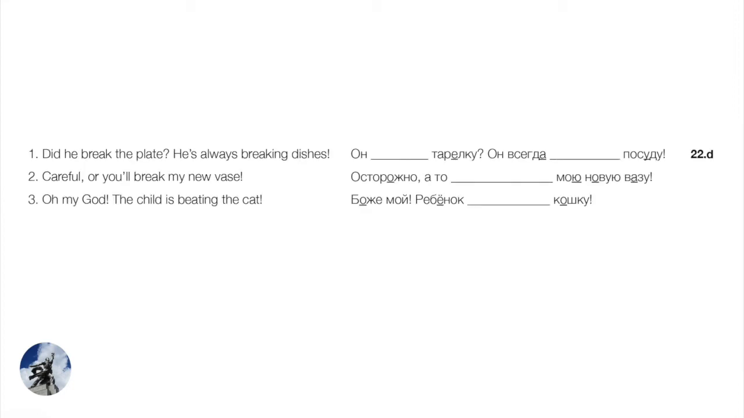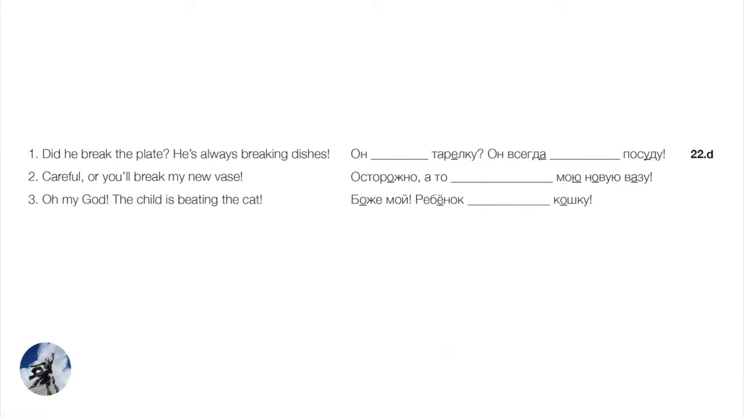Okay, now let's fill in some blanks using the beating and breaking verbs. Did he break the plate? He's always breaking dishes. Okay, first one sounds like a one-time completed action, past tense. Он разбил тарелку. Okay, second one, he's always breaking dishes. That's present tense, also talking about habit, right? Он всегда разбивает посуду.